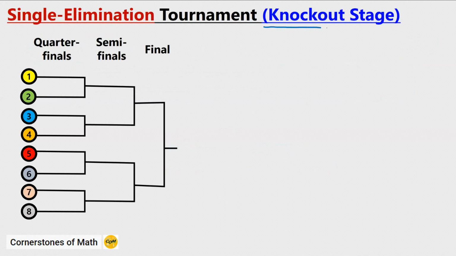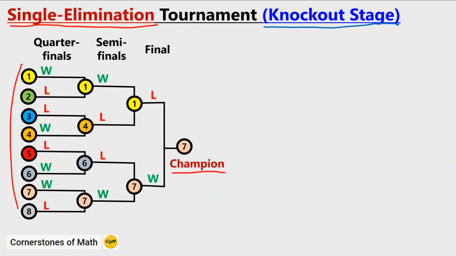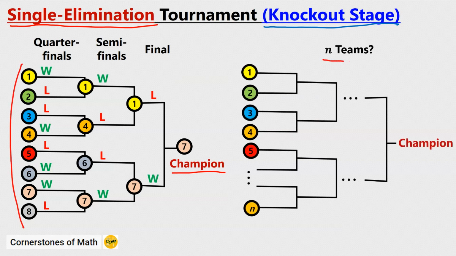The knockout stage. This stage is played under the rule of a single-elimination tournament, where the loser of each matchup is immediately eliminated from the competition. The winner advances to the next round, and the winner of the final matchup becomes the champion. The example on the left shows the tournament bracket of 8 teams, but what if there are a total of n teams competing? What would be the number of matches in this general case?